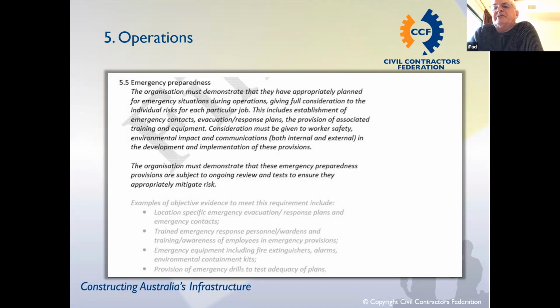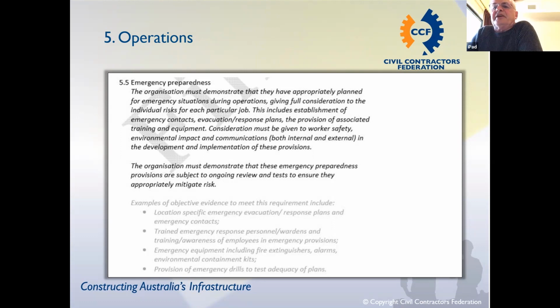They include establishment of emergency contacts. I think most companies do that pretty well. They have all the emergency contacts listed out on the wall somewhere, hopefully not hidden in a folder. It's got to be somewhere where you can actually see it and action it very quickly. Then the evacuation response plan. It shouldn't be too difficult to have a drawing of the job, a layout which says, here is my emergency assembly area, and exits and all that sort of stuff marked on that particular drawing.